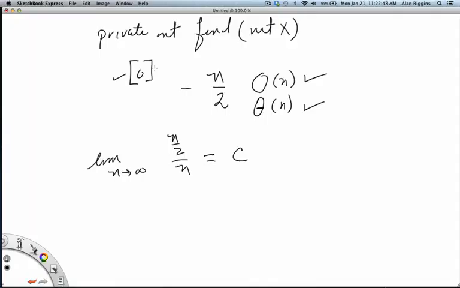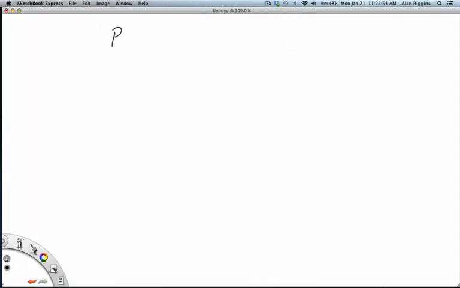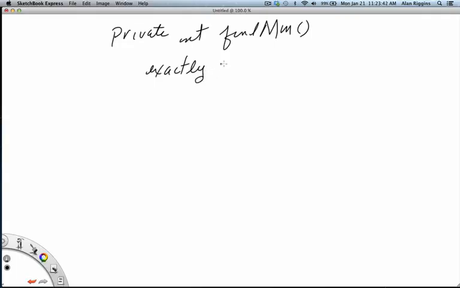The next example I want to talk about, suppose we have private int findMin. This is a function that searches an unsorted array and identifies the smallest element in the array. Now, if you stop and think about the work that needs to be done in this case, you will see that you have to examine every single element in the array. You have to do exactly n comparisons to find the smallest element. In other words, you must do exactly and precisely n compares.